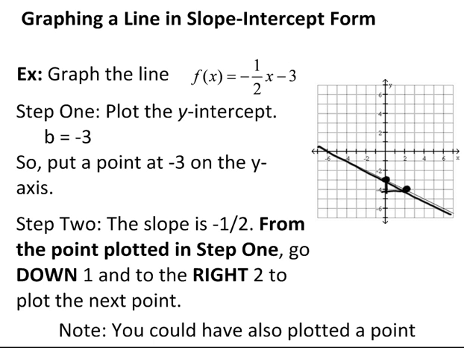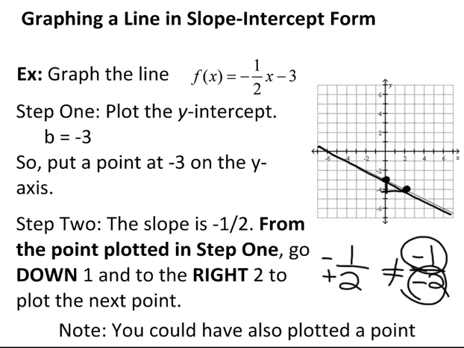Okay. Be careful when the slope is negative. Be very careful when the slope is negative. If my slope is negative 1 over 2, that's a negative 1 over positive 2, which is not the same thing as negative 1 over negative 2. If I'm going down, I do not get to go to the left.